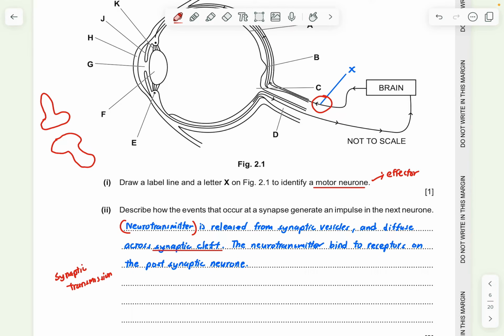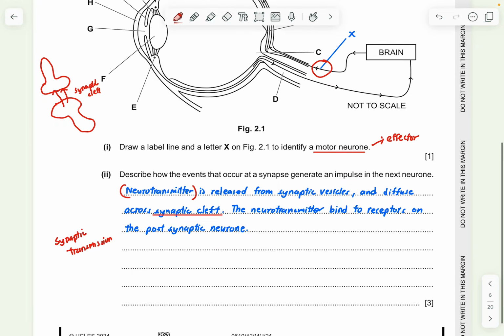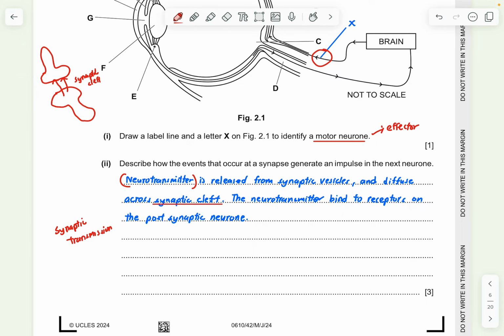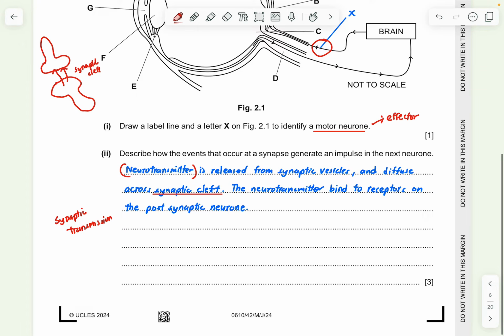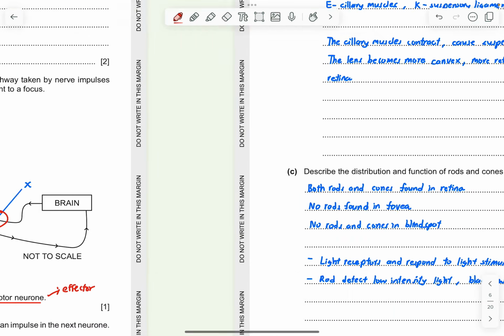Something like that, and then it has to go there. So this is the synaptic cleft. Alright, so then the neurotransmitter will bind to the receptors on the postsynaptic neuron. Then this will further continuously transmit the impulse that it has already made. Okay? Alright, let's look at the next one.